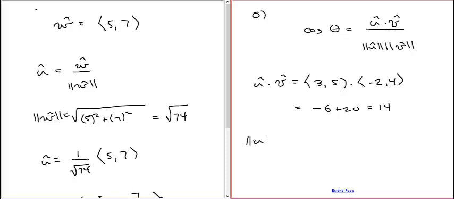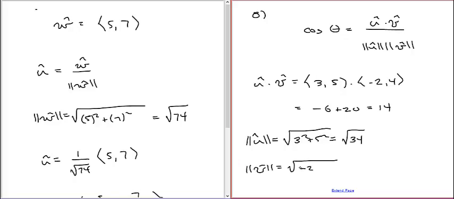The magnitude of u is the square root of 3 squared plus 5 squared, which is the square root of 34. The magnitude of vector v is the square root of negative 2 quantity squared plus 4 squared. So you get 4 plus 16, which is 20. So that's the magnitude of v.